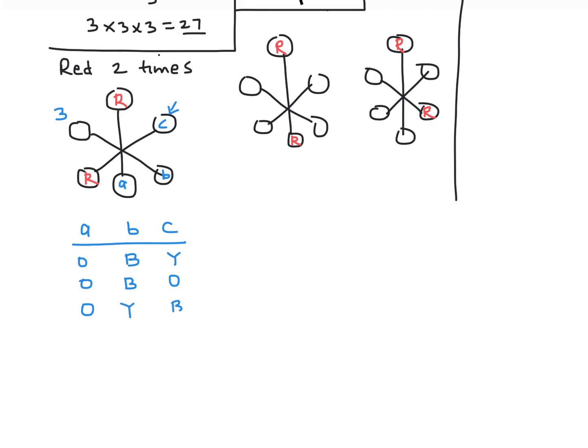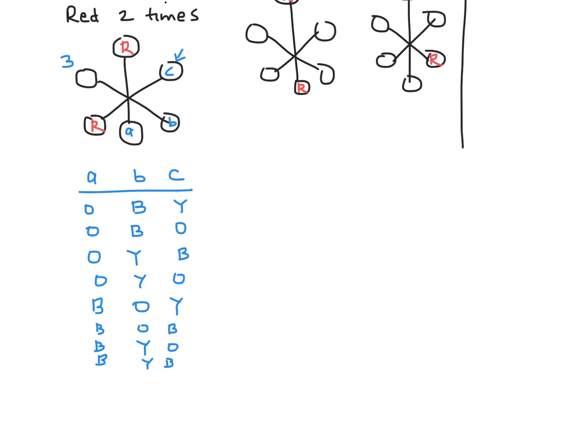O, Y, B, O, Y, O. And that covers it. O, B, Y, O, B, O, O, Y, B. And then if B is put first, B, O, Y, B, O, B, B, Y, O, and B, Y, B. And then if we put the Y first, I think we're going to have similarly 4: Y, O, B, Y, O, Y, and Y, B, O, and Y, B, Y. So 12.